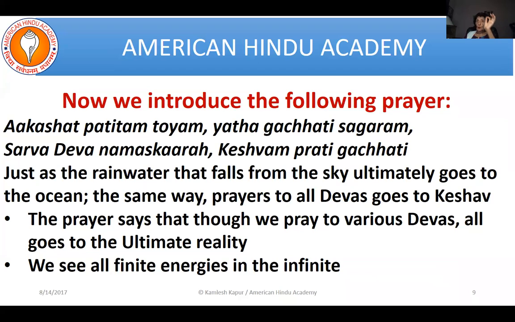Akash patitam toyam yatha gacchati sagaram, sarvadeva namaskara keshavam pratigacchati. Akash is just as the rainwater that falls from the sky. Akash is sky.